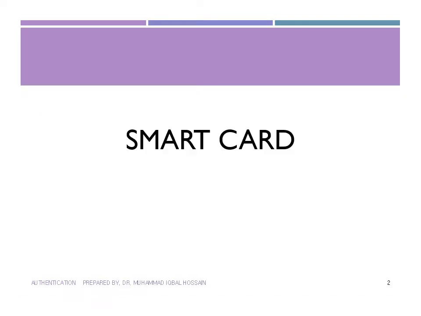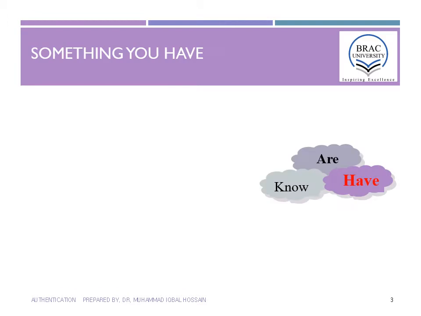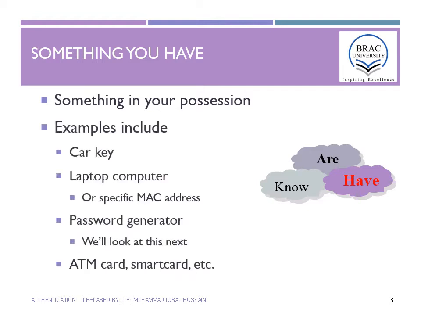Now we are discussing smart cards. Smart card means what you have, something in your possession. So what can that be? As I said earlier, it can be a USB, a card key, a smart card, an ATM card, or a bank card. And also a password generator. I will discuss a little about the password generator later.